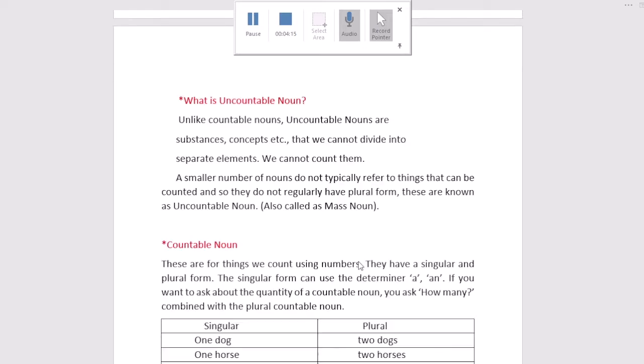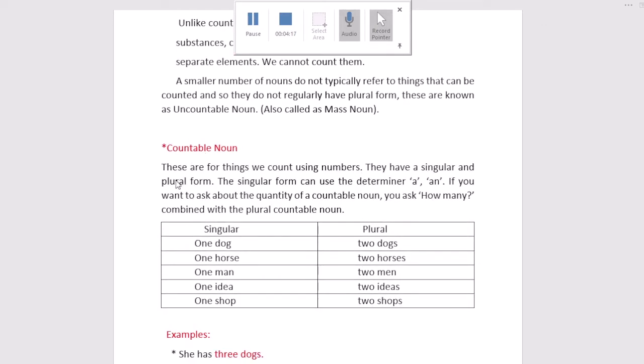Okay, next is countable noun. These are for things we count using numbers. Countable nouns can be counted using numbers. So numbers, 1 2 3 4 5 6 7 8 9 10, as I have told you earlier, can be counted with numbers. They have a singular and plural form.